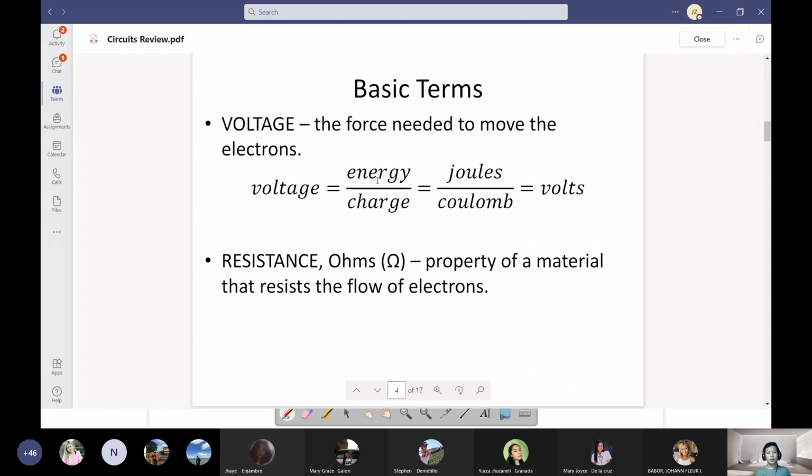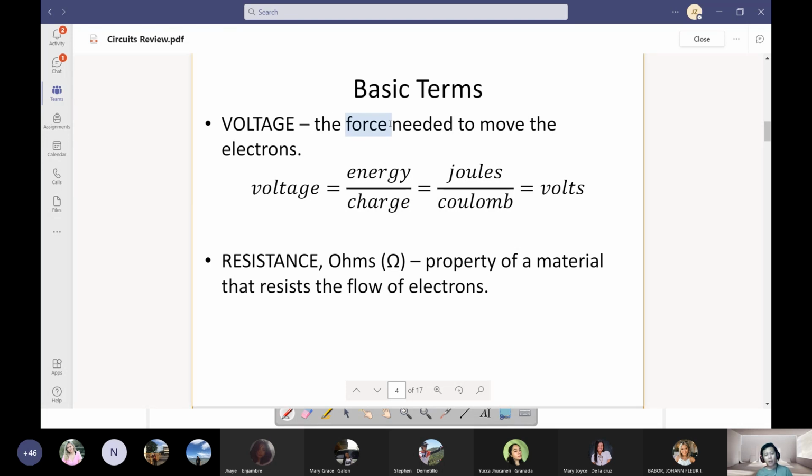Next, voltage. Voltage is technically the force needed to move the electrons. Force. Now, if you can recall, the common term for voltage in physics is EMF, or electromotive force. So the common term is voltage, and the generic term is electromotive force. From the name itself, it is a force. So that's why we say it is the force needed.